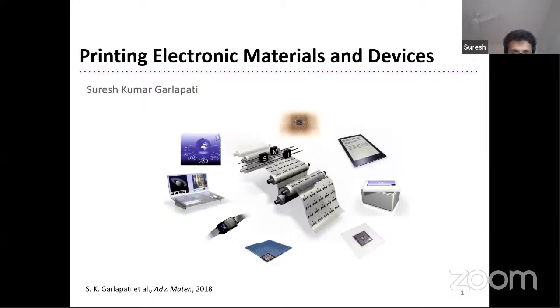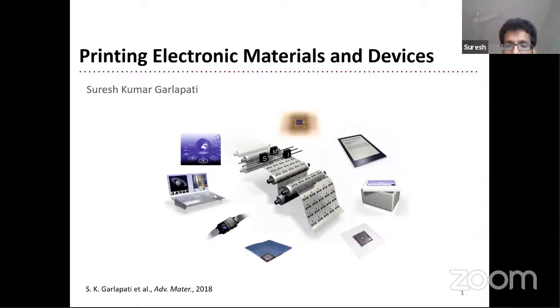In the center of this image, we have a roll-to-roll printer that is printing different functional materials. Functional in the sense that they are electrically conducting, insulating or semiconducting. You can print on different surfaces, including flexible plastic, paper, glass, any other substrate you can think of, even 3D surfaces. And then you can make different electronic devices, for example, transistors, diodes, capacitors, resistors, and so on.